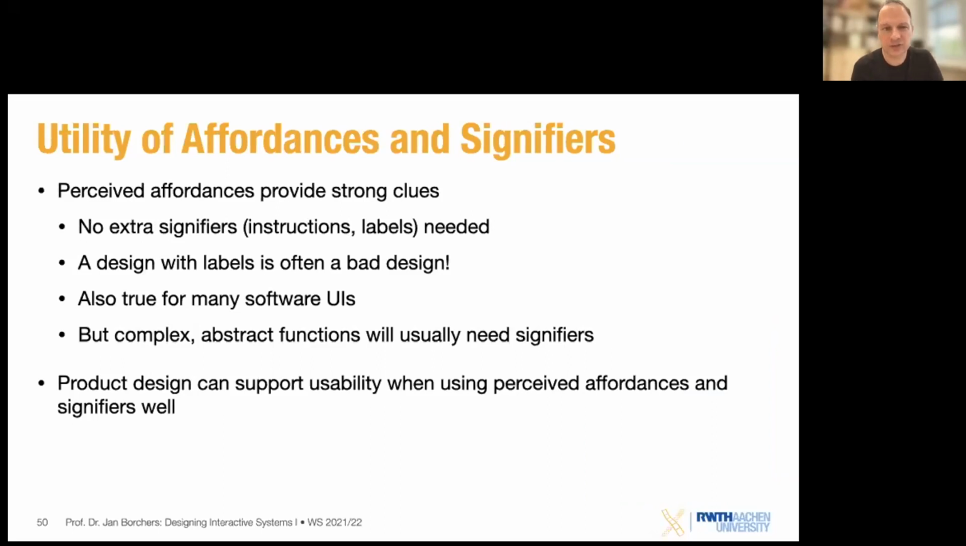The easiest one, should be clear by now, is the perceived affordance, right? That provides a super strong clue. You don't need any instructions, any extra labels, any extra signifiers. The affordance explains itself, so to say. And in an extreme way of thinking, you could say that any design that actually needs labels to explain itself may be a bad design. It may not be necessary to have labels if you do the design in a better way.